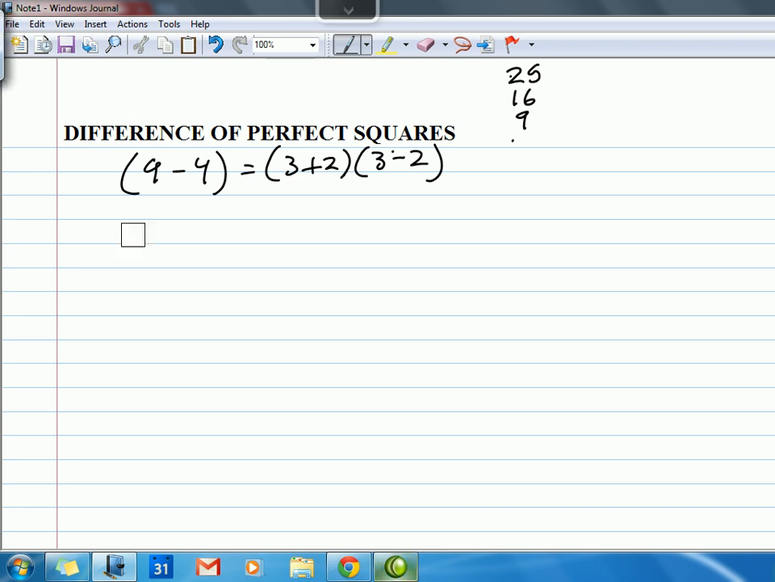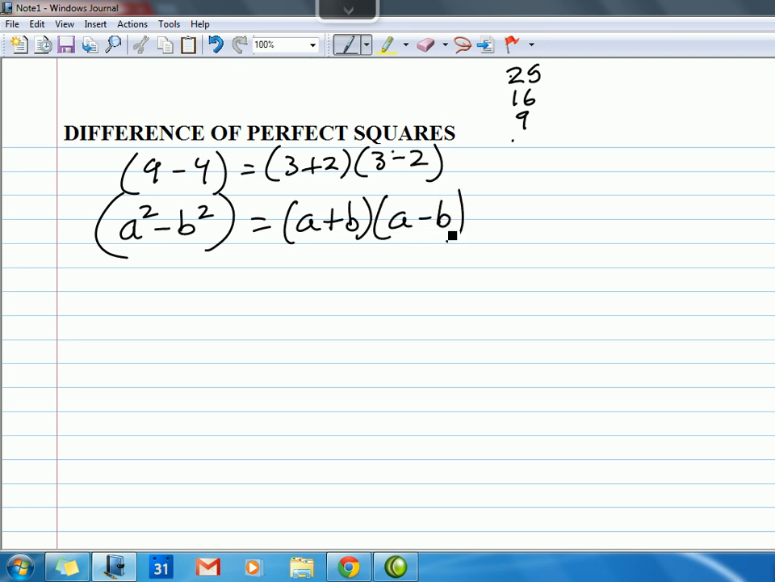But from here, we can actually conclude that a squared minus b squared equals a plus b, a minus b, all the time. So from here, all you got to do is just really substitute whatever a squared is, whatever b squared is. It does get complicated, but I'm showing you the basic idea.